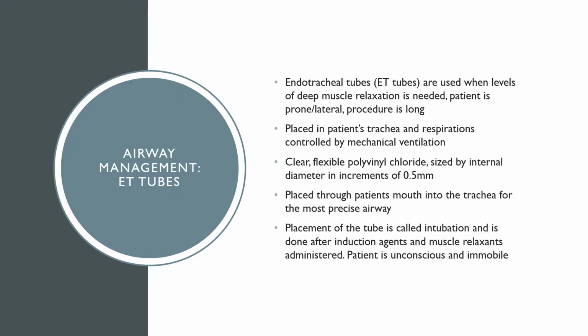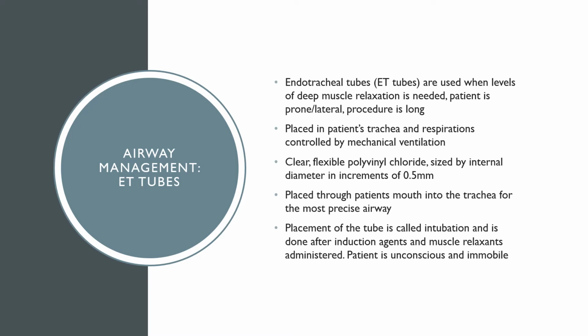All right, moving on through airway management, we also have endotracheal tubes. You will hear them called ET tubes. These are used when deep muscle relaxation is needed, especially when the patient is prone or lateral, or the procedure is going to be a few hours long. It's placed in the patient's trachea right down to the bifurcation into the lungs, and respirations are controlled by mechanical ventilation on the machine. These are clear, flexible polyvinyl chloride. That's what they're made of.